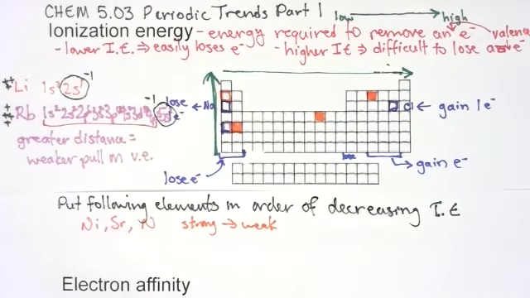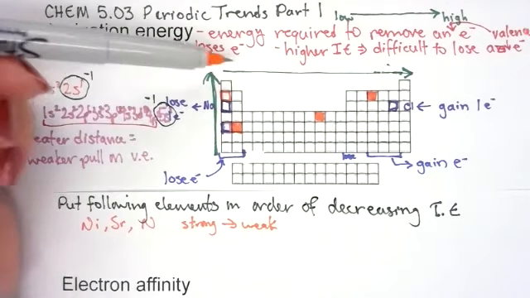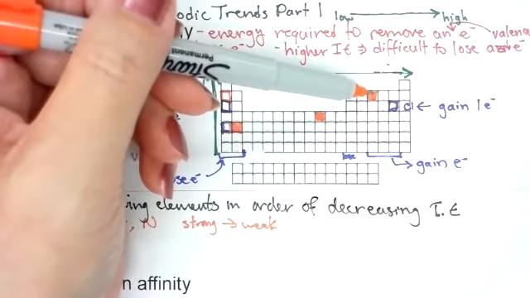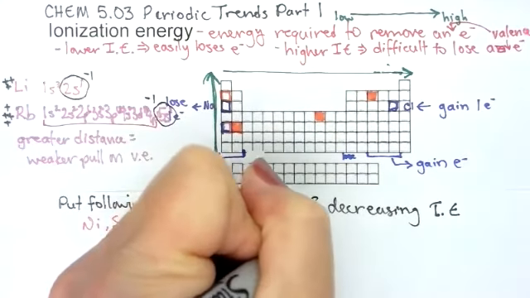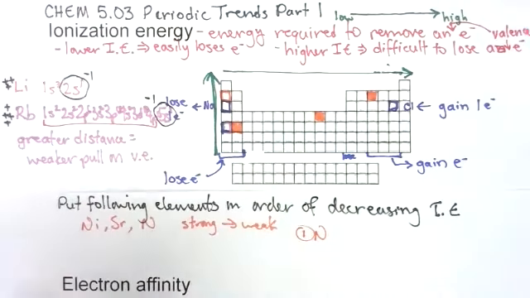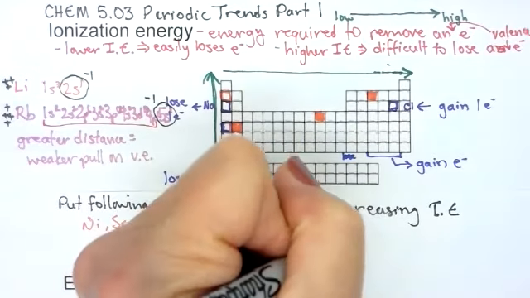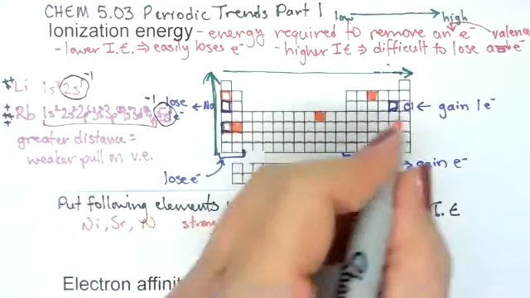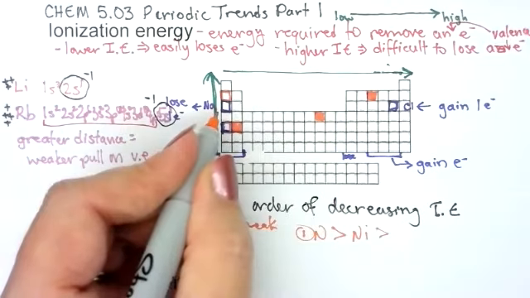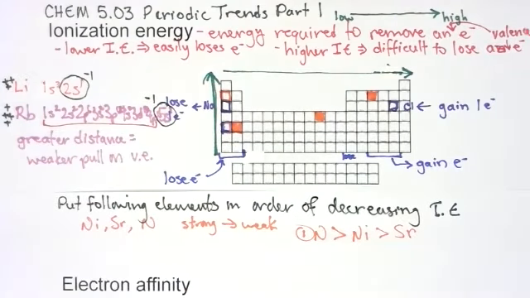The next thing I need to do is remember what my trends are, and I need to remember that I increase as I go up and as I go to the right. So the element that is the furthest up and to the right is nitrogen. So nitrogen would come first. And then we're going to go down to nickel. And I'm going to decrease as I go to my left and as I go down. So strontium would be the weakest. And that's a common problem of this type.